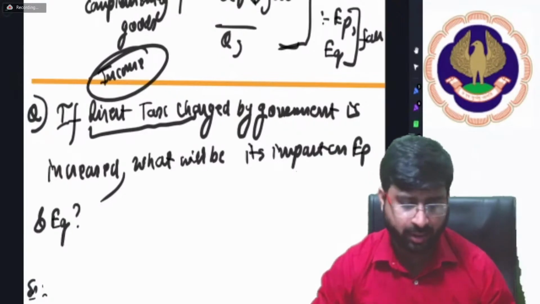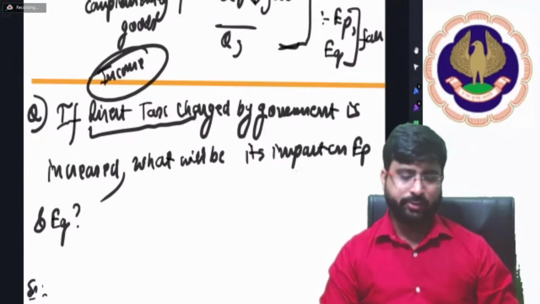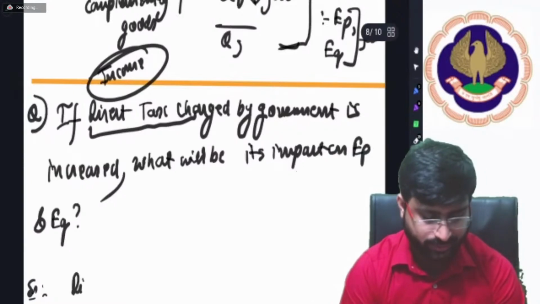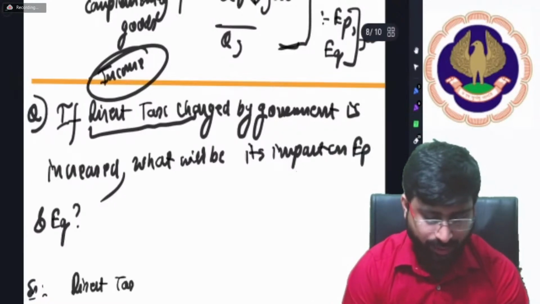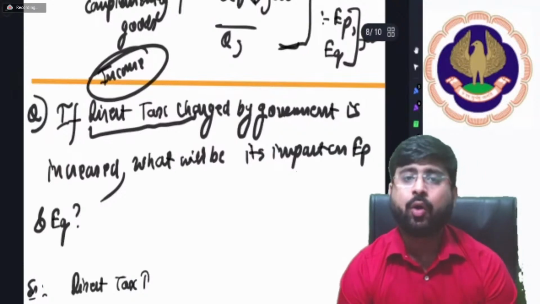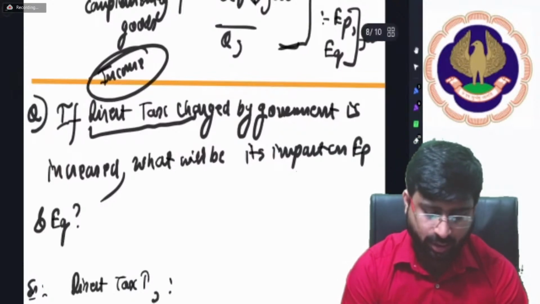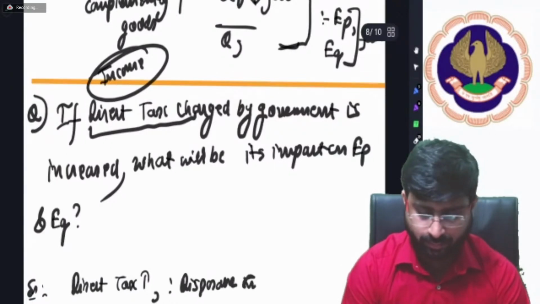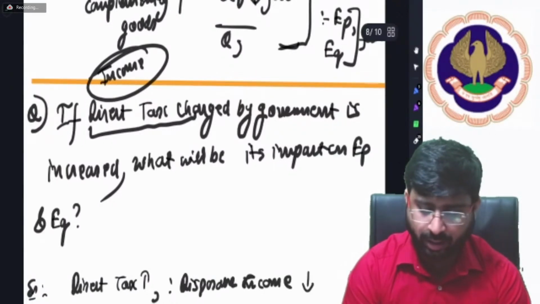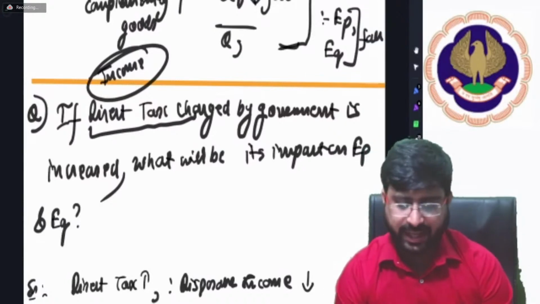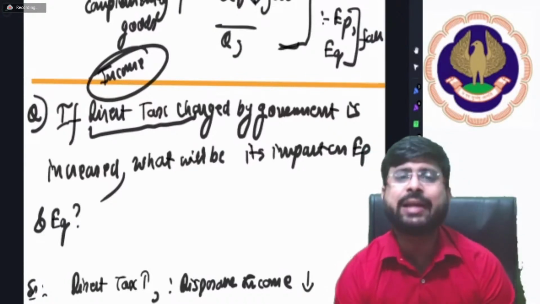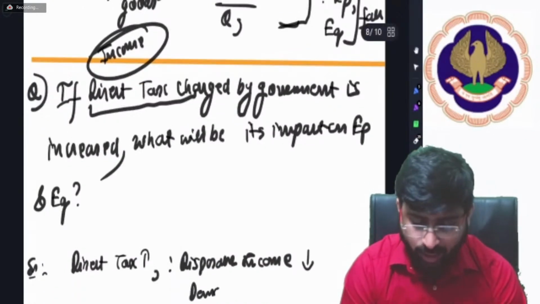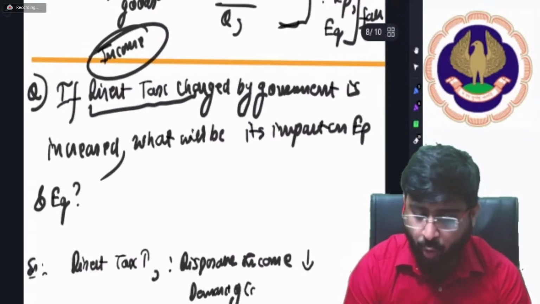Great. Let's see. So suppose, my dear friends, if direct tax is increased, what will happen? As a result of this, disposable income is going to go down. If direct tax is increased, disposable income of the consumer is going to go down, because of which demand of the consumer is going to go down.